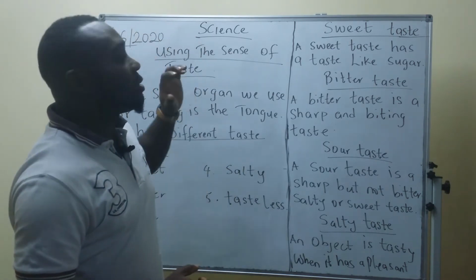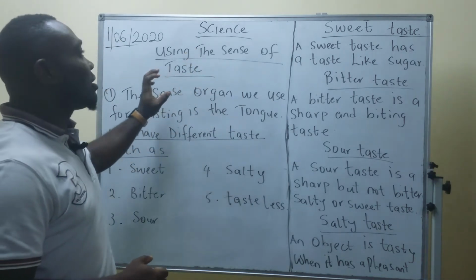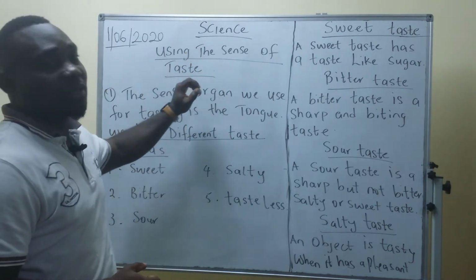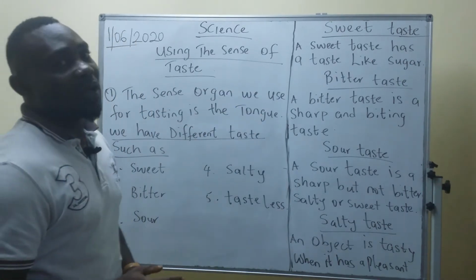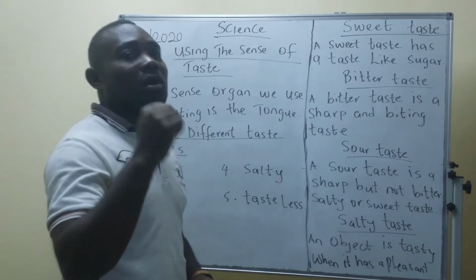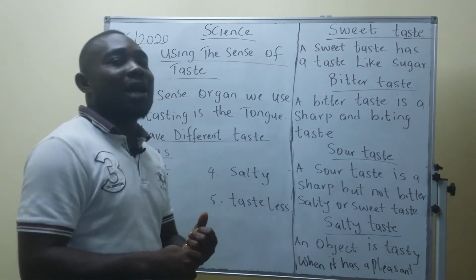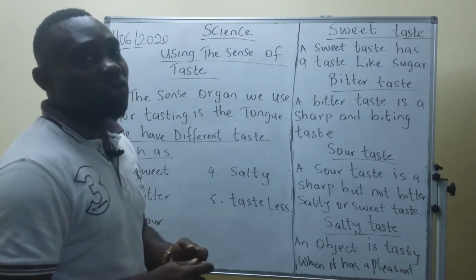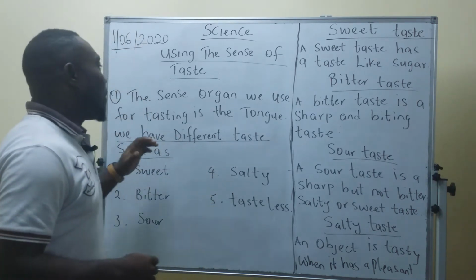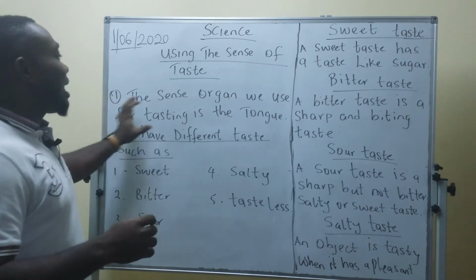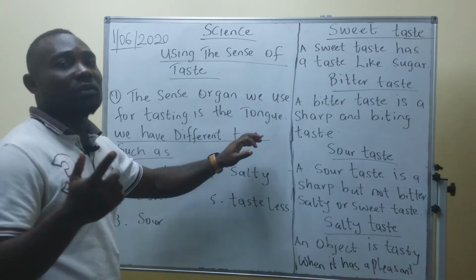Today I'll be taking the subject science, and the topic is using the sense of taste. First off, we have five sense organs, namely the eyes, nose, mouth, ears, and skin. Now, the sense organ we use for tasting is the tongue.